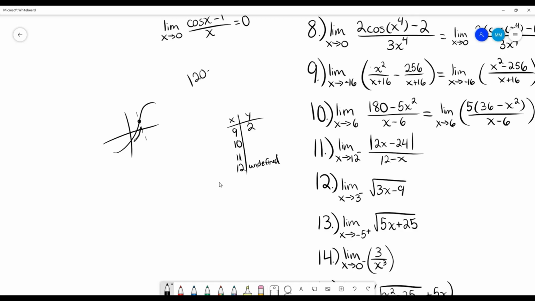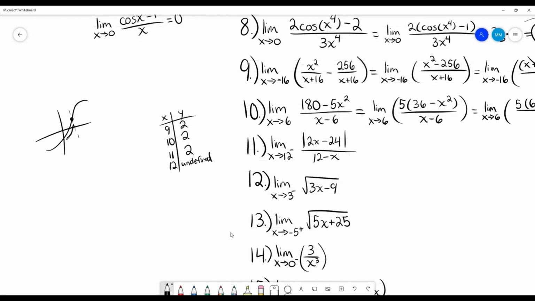That's going to be 20 minus 24 over 12 minus 10, which gets us 4 over 2, or just 2. Interesting. And now we'll plug in our 11. I've got the absolute value of 22 minus 24 over 12 minus 11, which is just 2 over 1, or just 2. The really interesting thing about this one is that it just happens to all be at the same point, but that gives us a pretty clear limit, right?